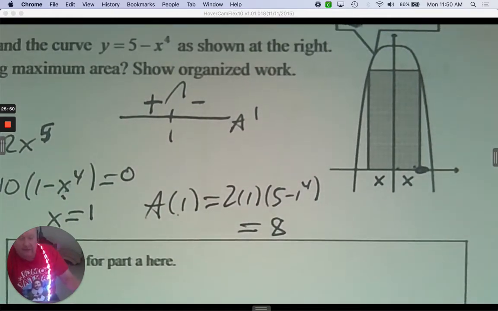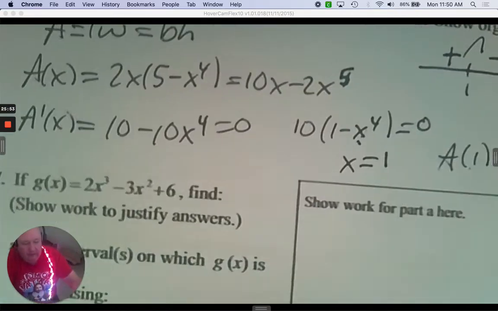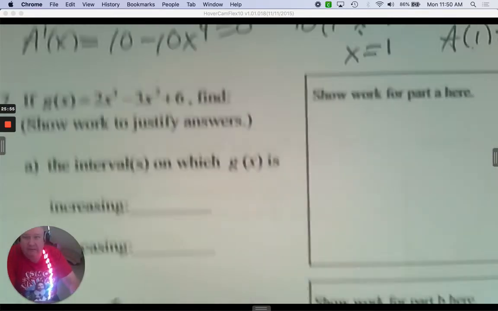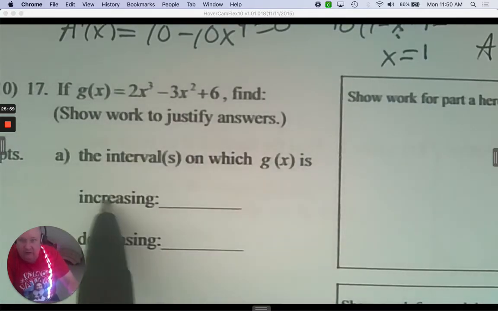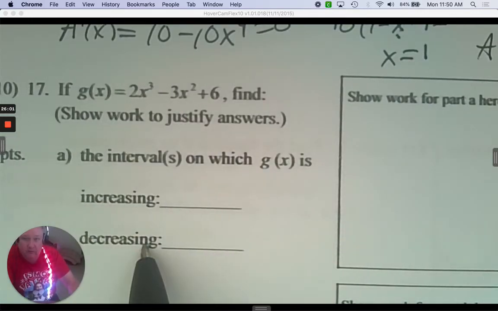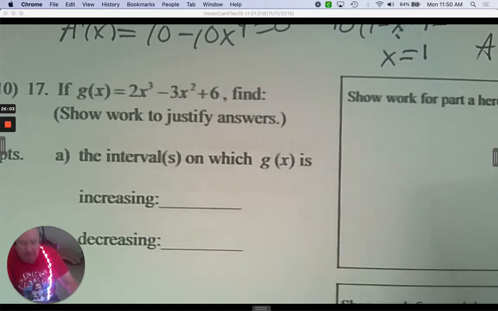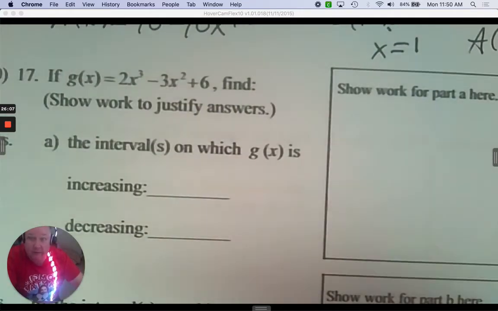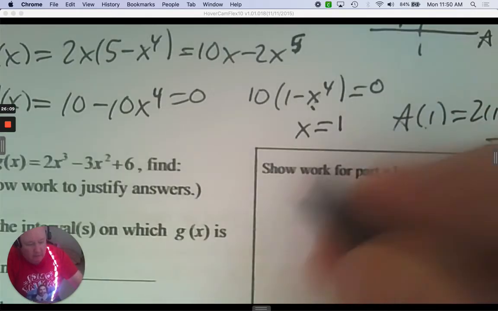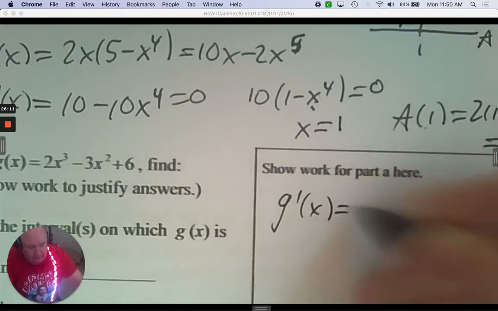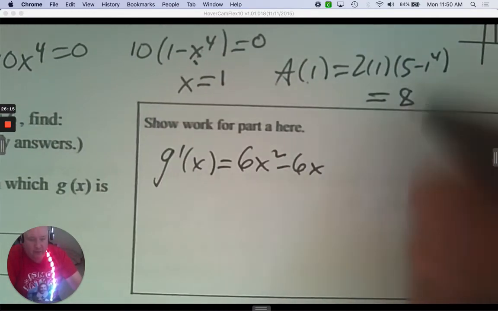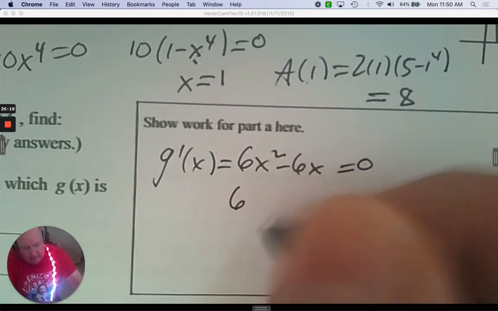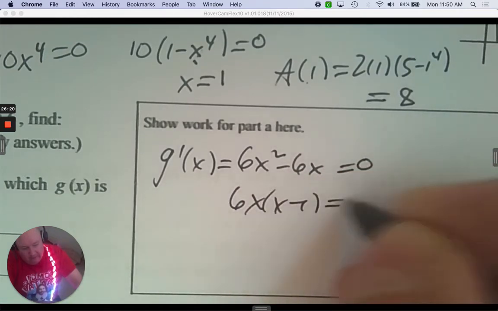Number 17. In number 17, you have a function and you have the intervals, and you're asked to find, using this function, where it's increasing and decreasing, and show your work. When you're asked about increasing or decreasing, you're asked to find the derivative. So we're going to find the first derivative using the power rule. Then you take the first derivative equal to 0. So factor out a 6x and then solve it.